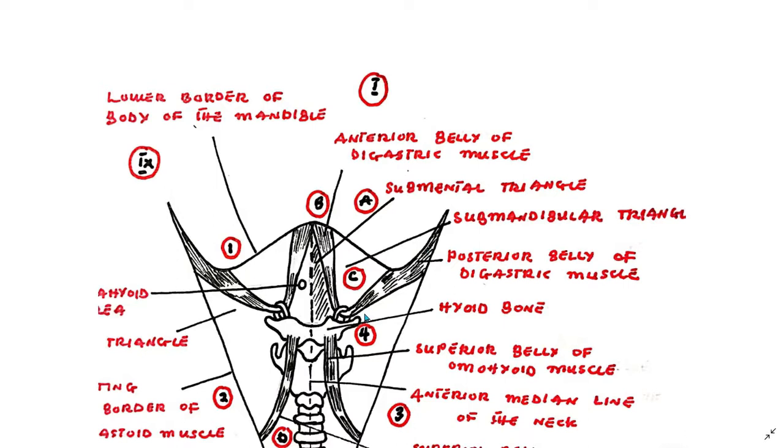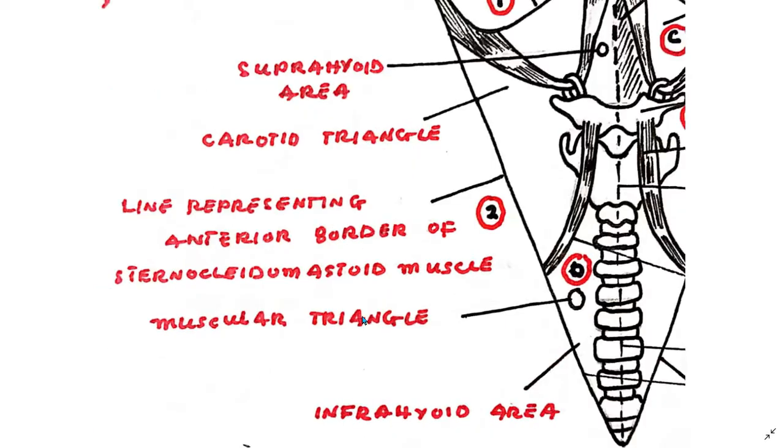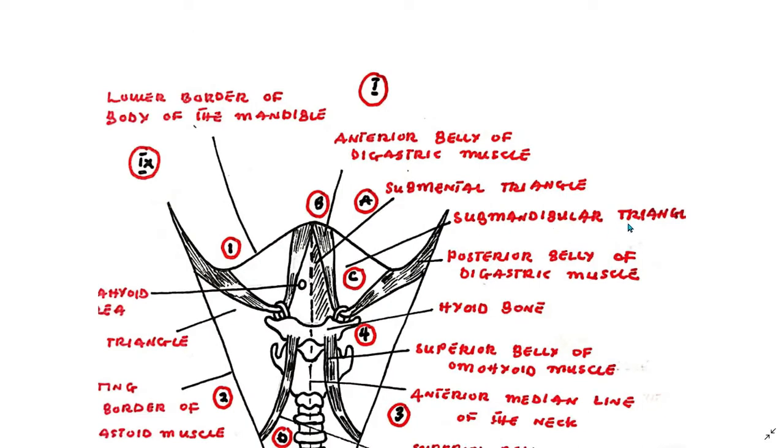Next triangle is the submandibular triangle. The submandibular triangle is located underneath the body of the mandible. It contains the submandibular gland or the salivary gland, as well as lymph nodes. Now, the facial artery and vein also pass through this area.